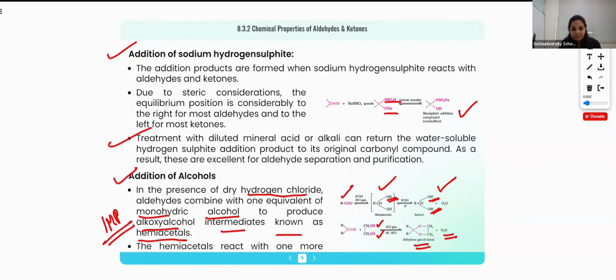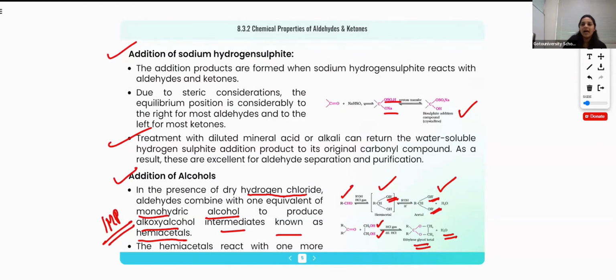Understood? Same thing. The same mechanism is repeating here. But instead of the CN minus and HSO3 minus, here the OR group, the alkoxy group, is connected to the carbon. All other things are same. The group is different. Okay, so only one alkoxy group is hemiacetal, two alkoxy groups are there, that is acetal.